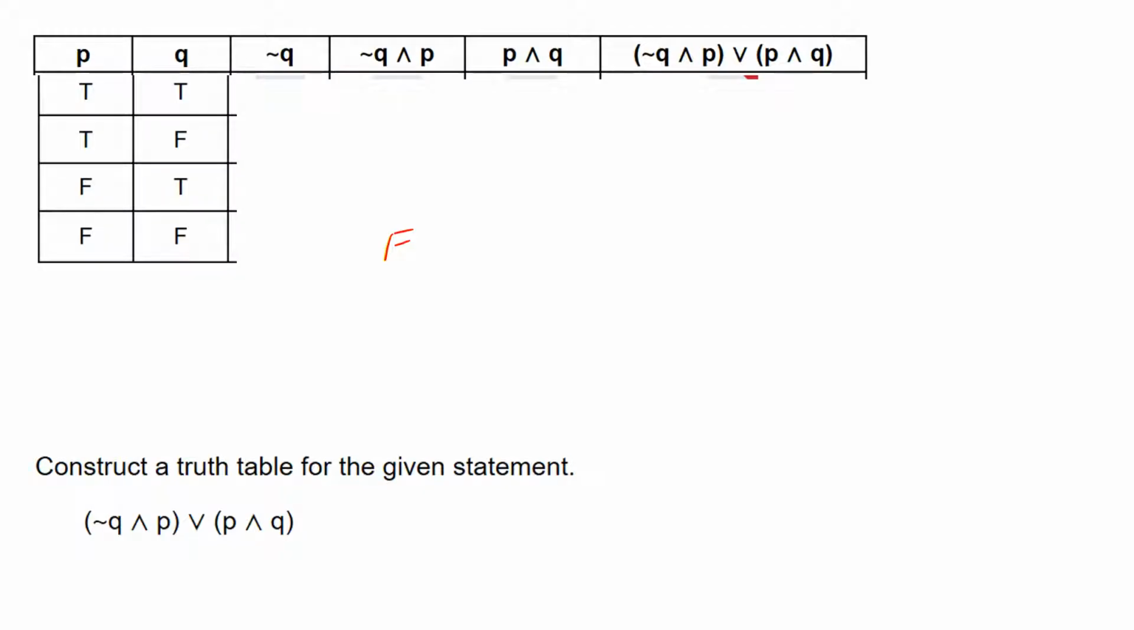Alright, so they want us to make a truth table for this statement down here. Well, the statement has two simple statements, P and Q. Whenever we make a truth table with P and Q, it'll always start off with the same two columns. We'll have a P column and a Q column.